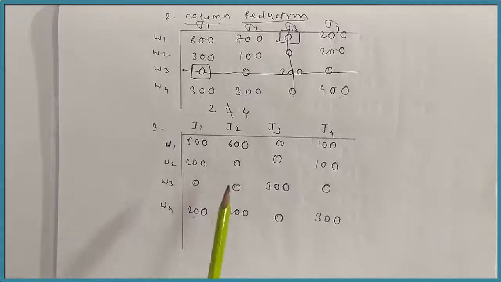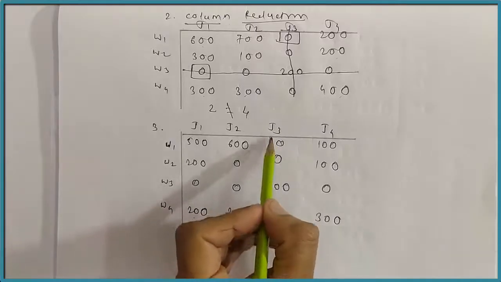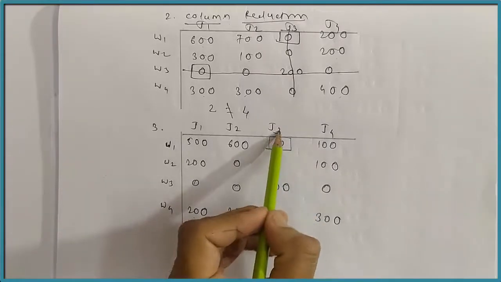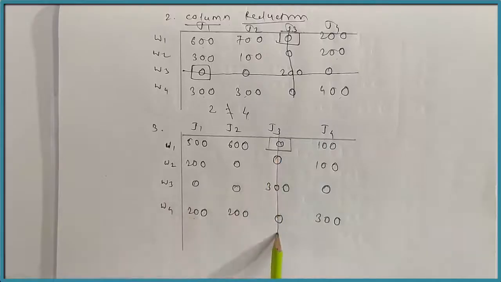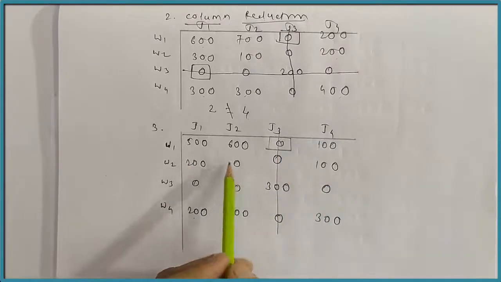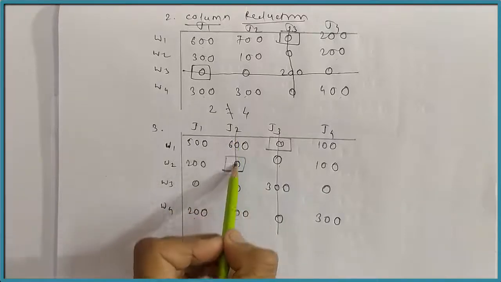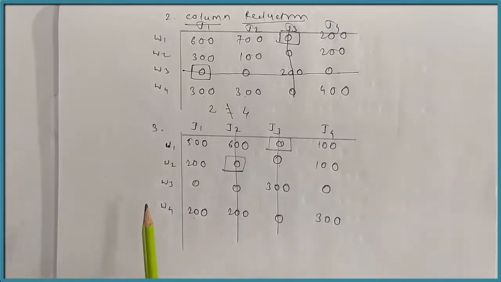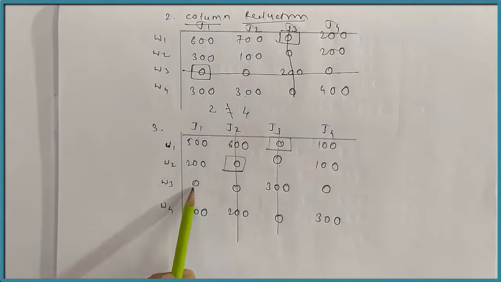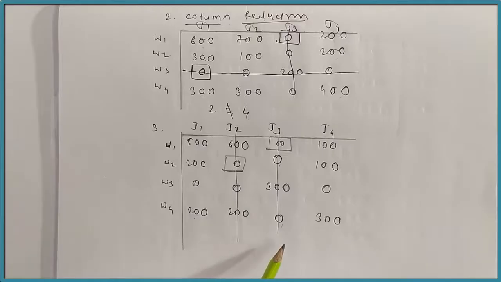In the first row, exactly 1 0 is there, therefore mark a square around it and draw the vertical line passing through that 0. In the second row, only 1 0 is there, therefore mark a square around it and draw the vertical line passing through that 0. In the third row, 2 zeros are there, therefore skip that row. In the fourth row, no 0 is there, this 0 is deleted. Now after row scanning, still 2 zeros are uncovered, therefore we will go for the column scanning.